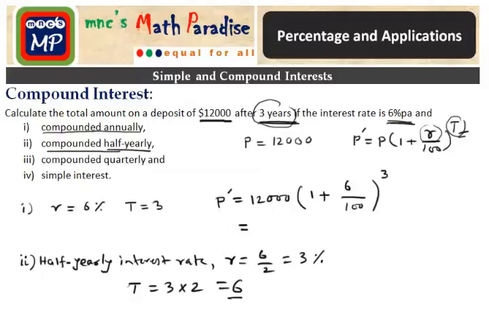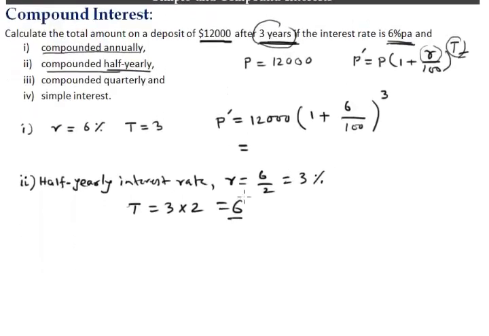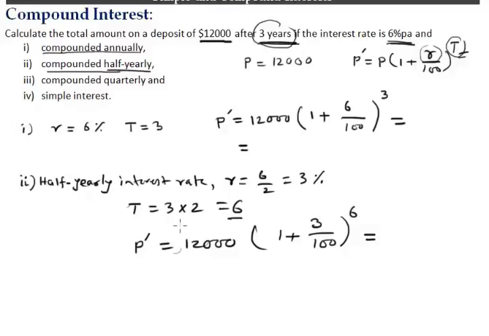So for this case, the final amount relation will be P prime equals 12,000 initial amount, 1 plus, here the half yearly interest rate is 3 divided by 100, to the power 6. The number of those kinds of periods is 6. So we will calculate these values later on. We need to first see these first 4 cases.